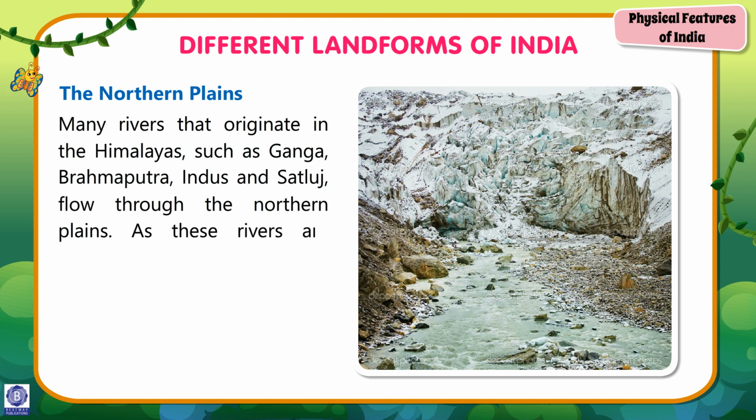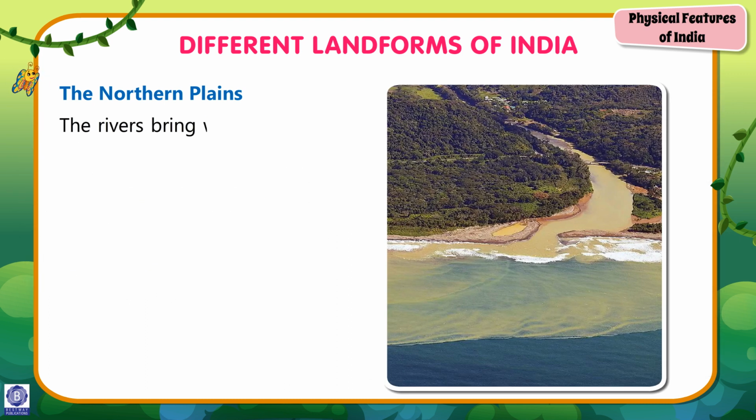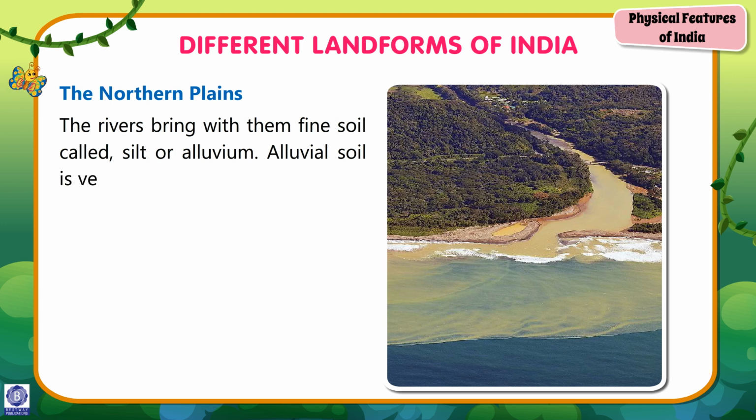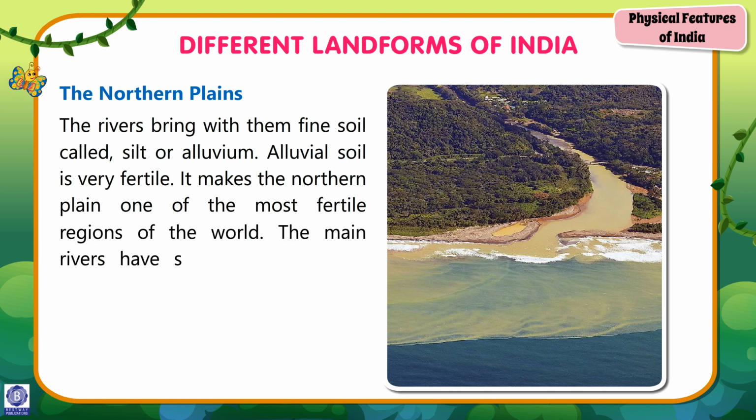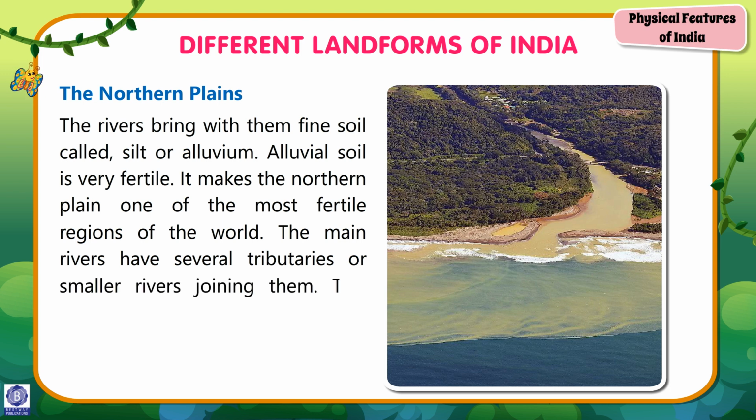As these rivers are mainly fed by snow in the Himalayas, the rivers bring with them fine soil called silt or alluvium. Alluvial soil is very fertile. It makes the northern plain one of the most fertile regions of the world. The main rivers have several tributaries or smaller rivers joining them. This region is thickly populated.